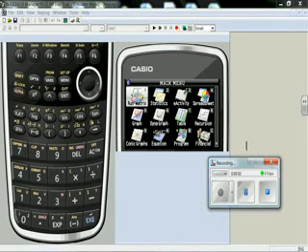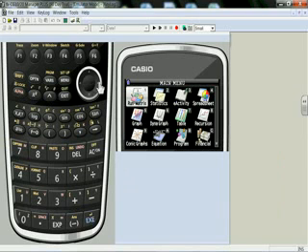Welcome to part 2. This is episode number 6 of Seemathrun. We are in part 2 looking at statistics. Today we're going to be looking at advanced statistical features in the Casio Prizm. So I'm going to go into my statistical mode.